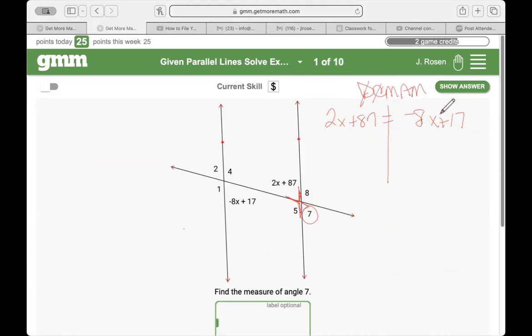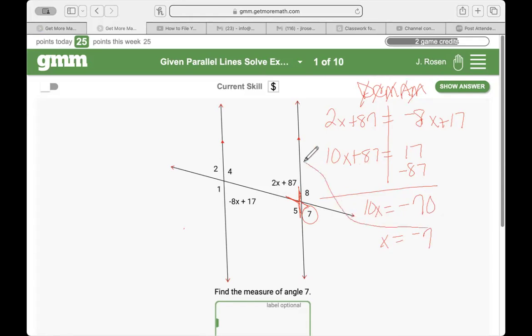We're going to move the smaller variable. So our -8, we're going to add it. That's going to get us 10x. Then we're going to get rid of the addition or subtraction by the variable. So we're going to subtract 87. So it gets us 10x equals 17 minus 87, which is -70, which gets us x equals -7 because we have to multiply or divide, right? So we know that x equals -7.